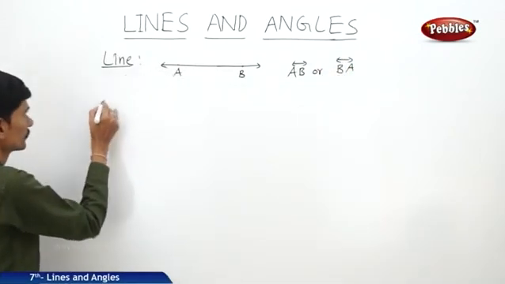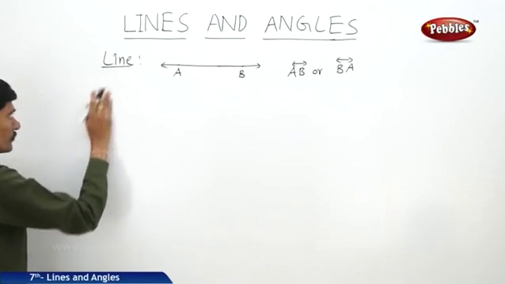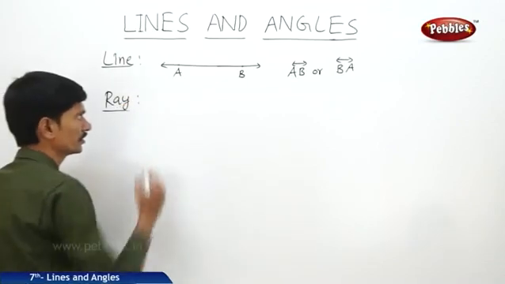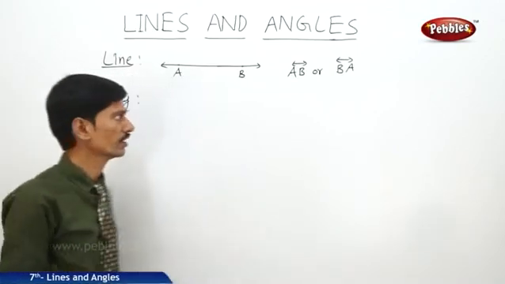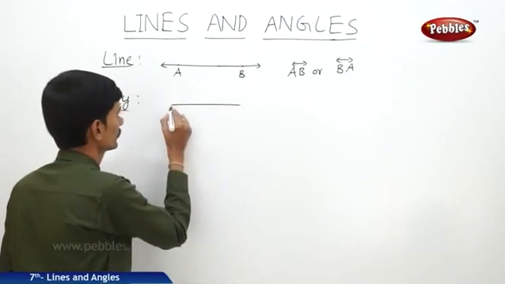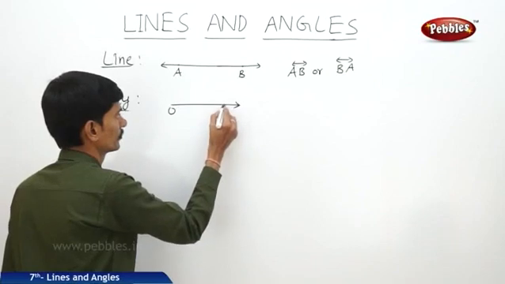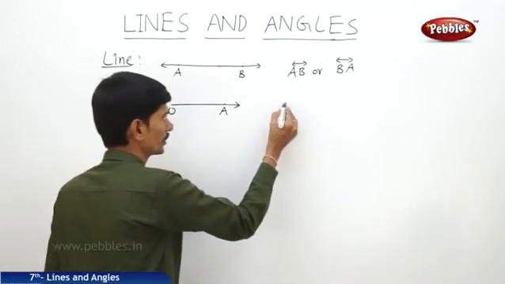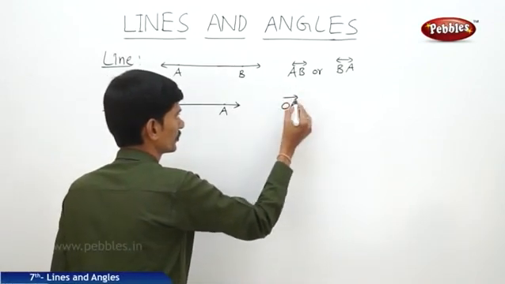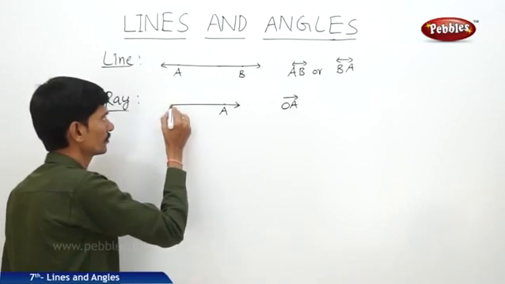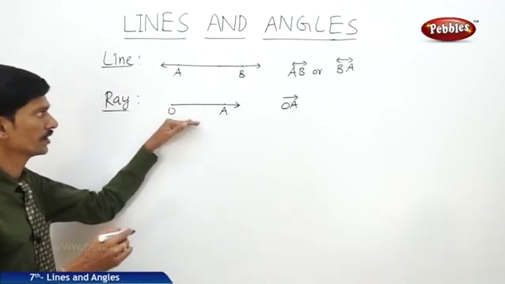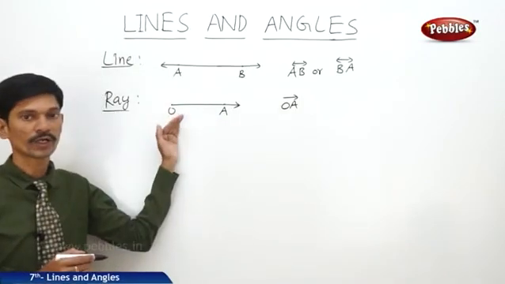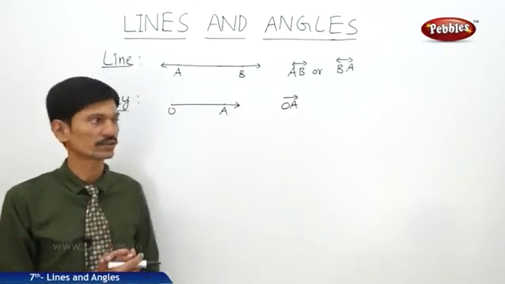Now what is a ray? A ray is a portion of the line, a part of the line. For example, now this OA is a part of the line and this can be represented as OA. Here O is the end point of the ray, and this ray can be extended towards the point A. So a ray has only one end point and it can be extended in only one direction.